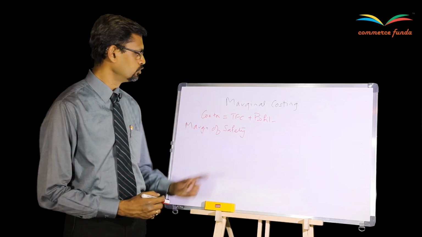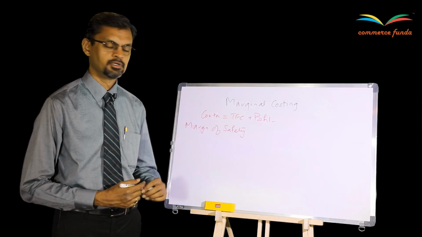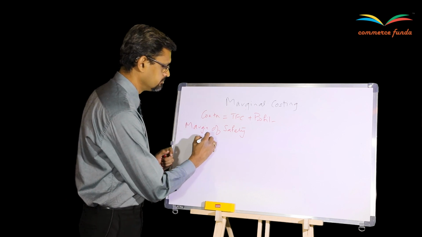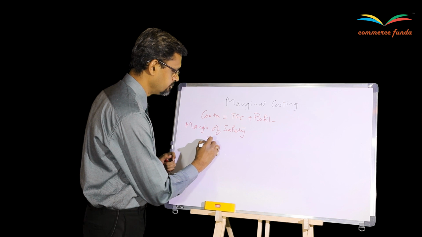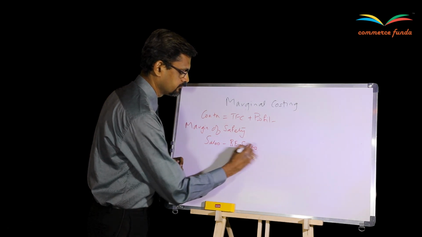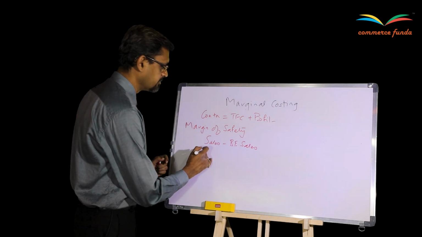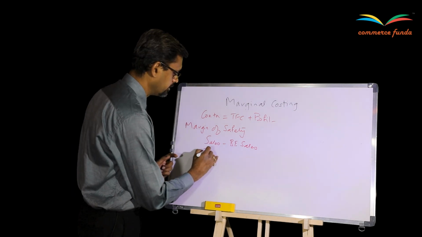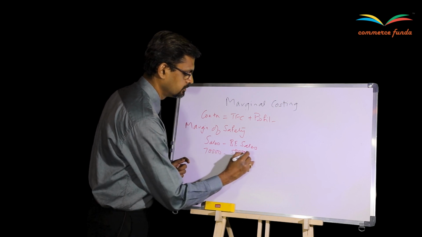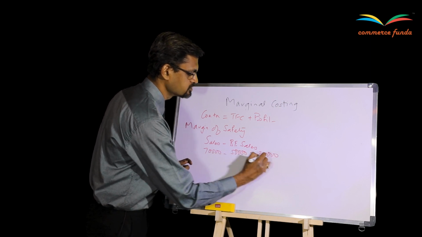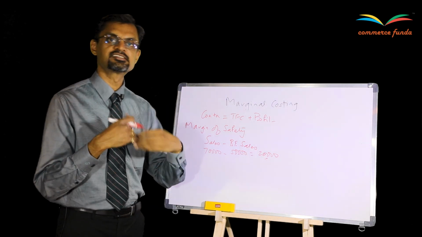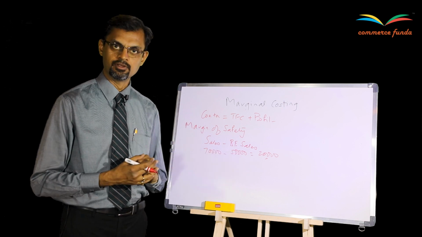Now let me explain to you margin of safety. See, everywhere I am using the same equation. So what is margin of safety? Margin of safety is your sales, which is actual sales, minus break-even sales. So if I say that my actual sales for a particular period is 70,000 rupees and my break-even sales was 50,000, that means my margin of safety was 20,000.